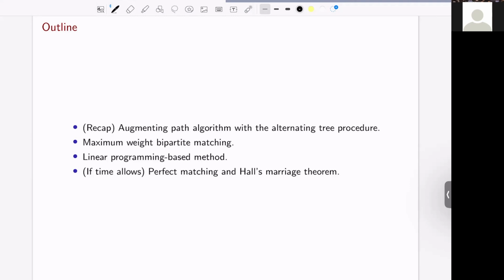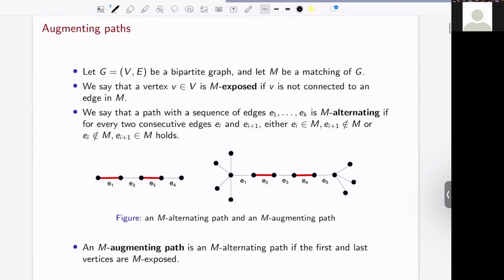All right, so let's go over some stuff from lecture 2. The main idea behind the augmenting path algorithm is as follows. We have a bipartite graph and we have a matching. We say that a vertex is M-exposed if this vertex is not covered by a matching edge, in the sense that it's not incident to any matching edge. In this example, these two vertices at the end are not covered by a matching edge, so they are called M-exposed.